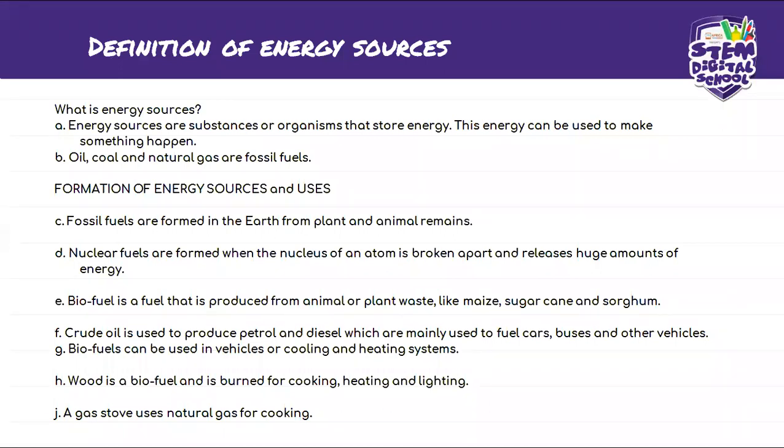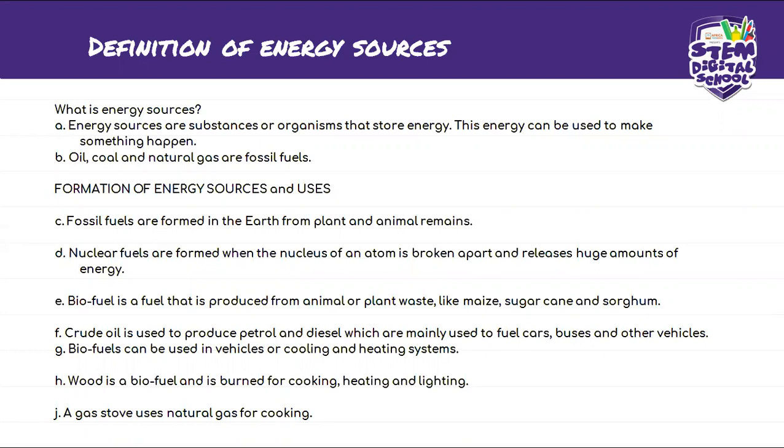And let's look at nuclear fuels. How are they formed? Nuclear fuels are formed when the nucleus of an atom is broken apart and releases a huge amount of energy. You remember we were talking about the atom, the structure of the atom. We spoke about the nucleus, which contains the protons and the neutrons, and we have the electrons surrounding it.